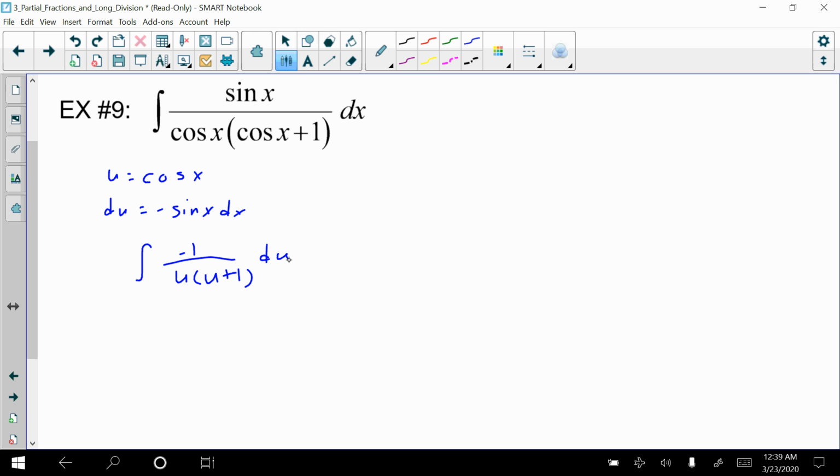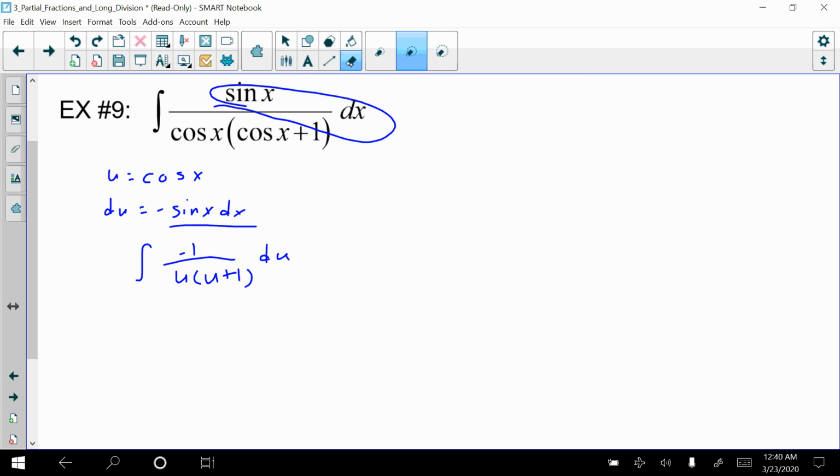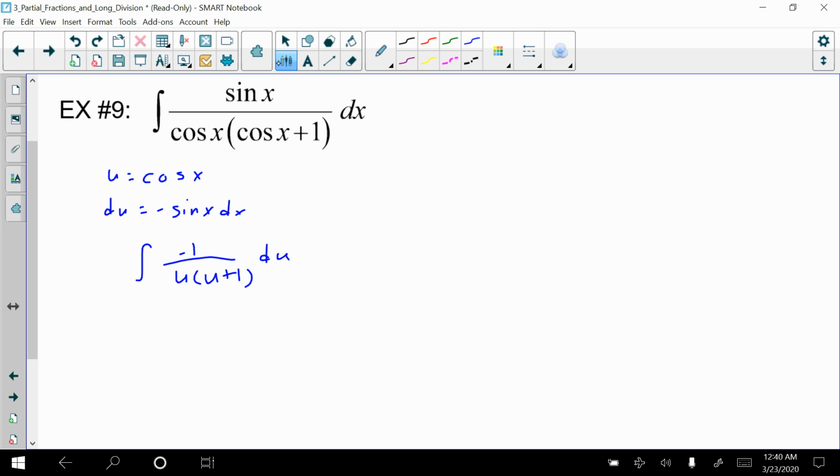So what we're going to do now is use partial fractions. And some of you may have been wondering, well, why didn't you take the negative sign out? Because this du material that we have here doesn't match this du stuff that we would have here. And the negative sign, whether it's inside or outside in this case, really isn't going to play a big role in simplifying the expression. So that's why I'm not taking the constant out.